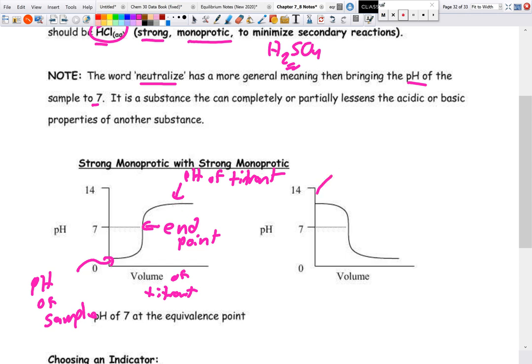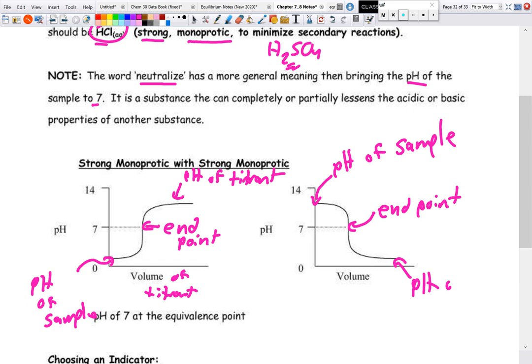So same thing with our other one. Now we can tell right at the beginning, it's the pH of our sample. Now in this case right here, we can tell our sample is a base. Right here is our end point, because it's the steepest portion, and down at the bottom, pH of titrant.